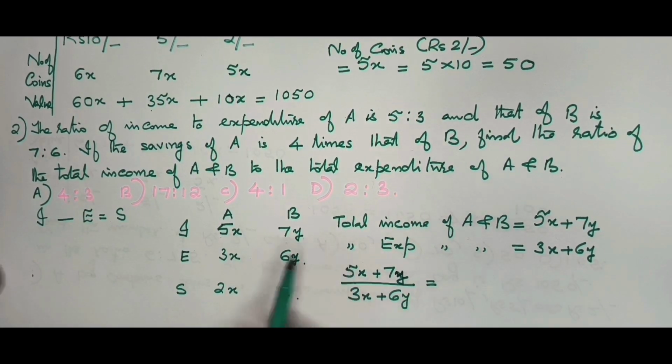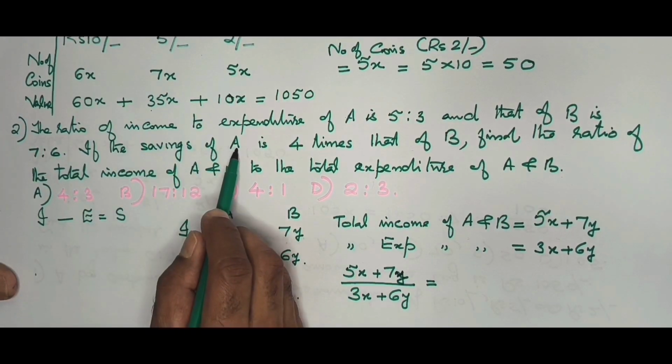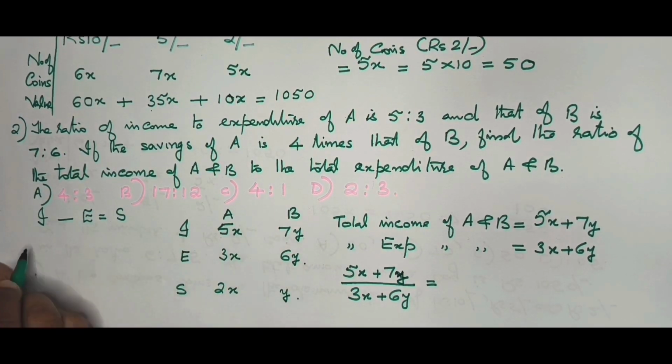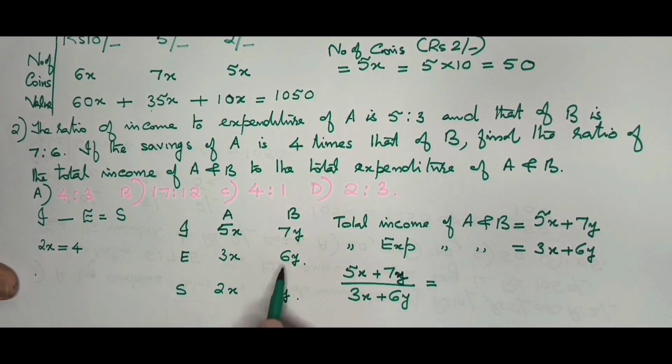For that, there is something else given in the problem. What is that? They say savings of A, which is 2x, is said to be 4 times savings of B, which is y.